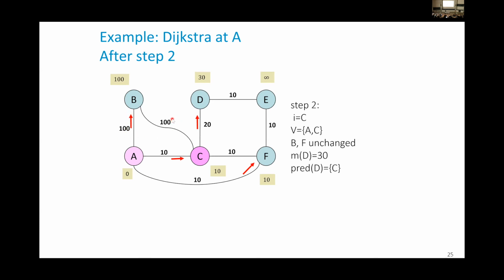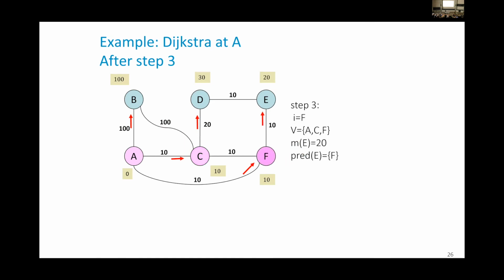If here I had 50 instead of 100, I would have discovered a better path. The M of B would become 60, and the arrow would now point in this direction. And for F, there's also the same thing. We can go via F to F via C, but 10 plus 10 gives 20, which is larger, so nothing has changed. So we see those arrows that gives also the predecessor sets and the visited set here.